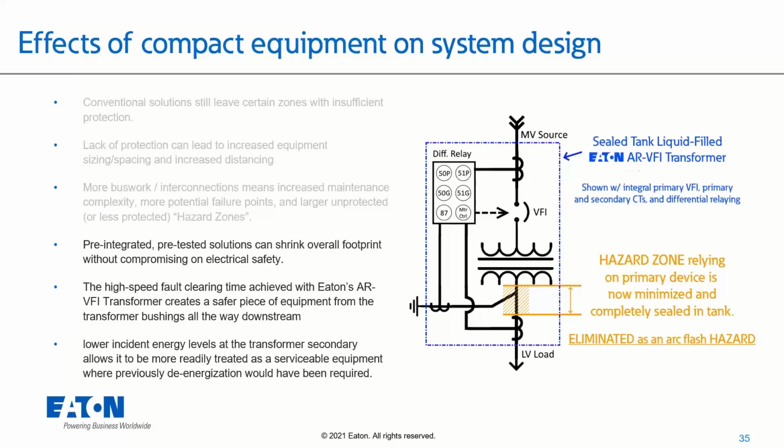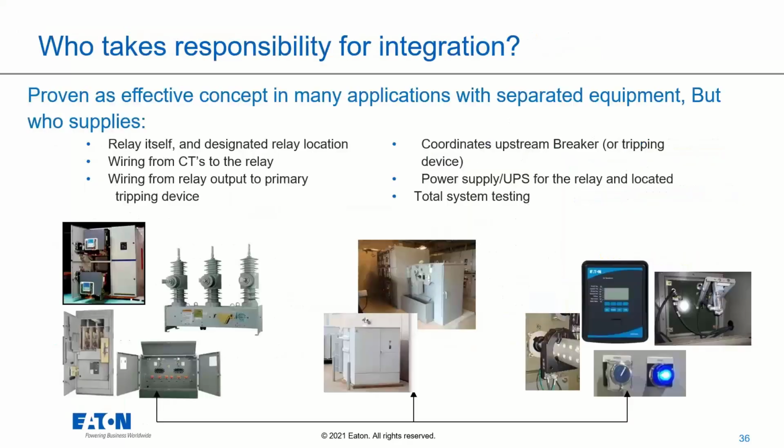Looking at that AR-VFI transformer single line, the hazard zone that was before from the low voltage bushings all the way down to your low voltage main breaker is now reduced to just your low voltage coils to the low voltage CT, which is actually located under oil in the transformer. So that hazard zone that was fully external is now limited to just inside of a sealed tank, which essentially eliminates that arc flash hazard.